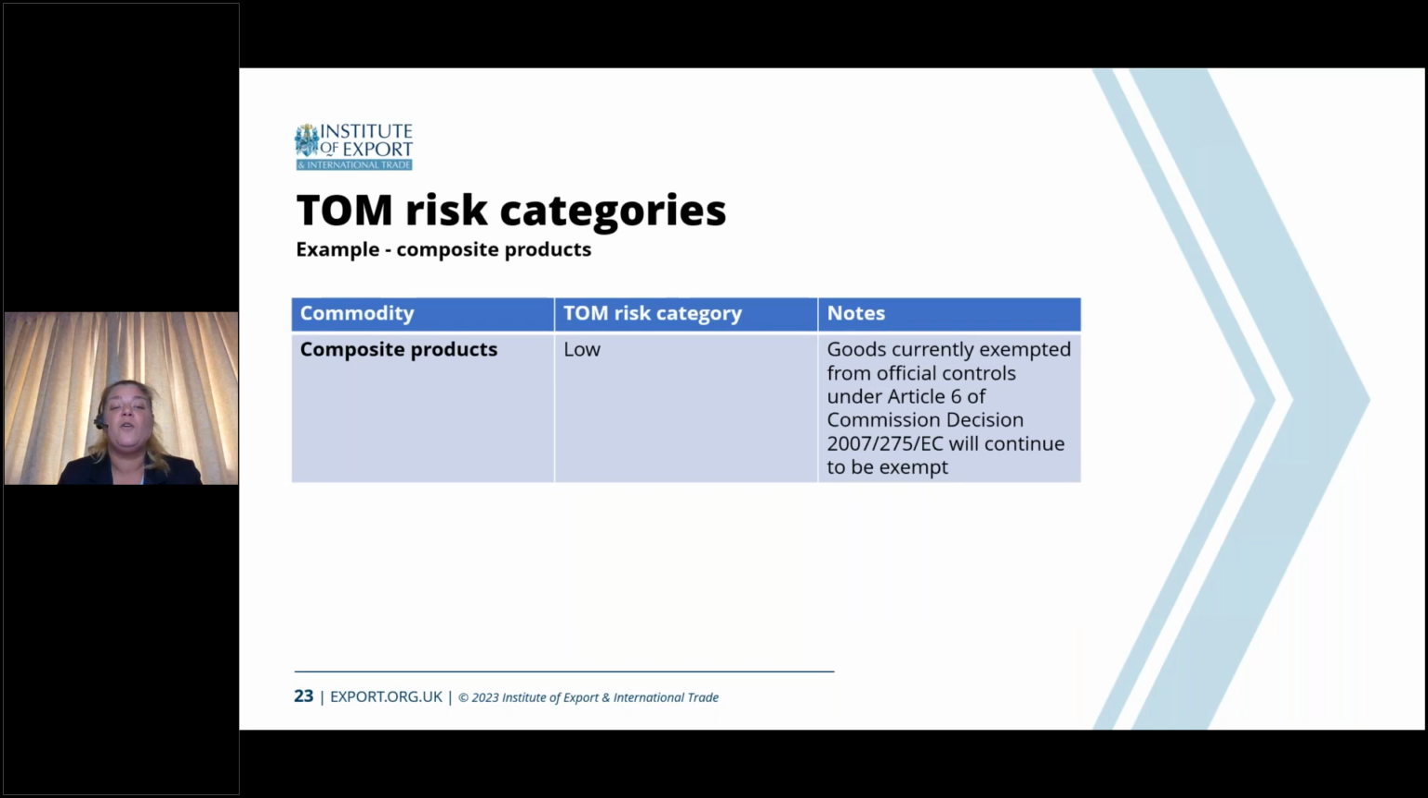So here we have our composite products. And as it says here within our notes, these goods are currently exempt from official controls under Article 6 of Commission decision. And this means that you do not actually have to have an electronic health certificate for these goods to move into the UK from the EU. Now, also, just like the phytosanitary measures, please note that what we've discussed here is for EU specifically. The rest of the world products information will be made available soon. Next slide, please.